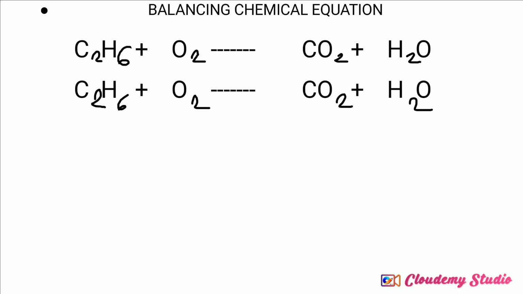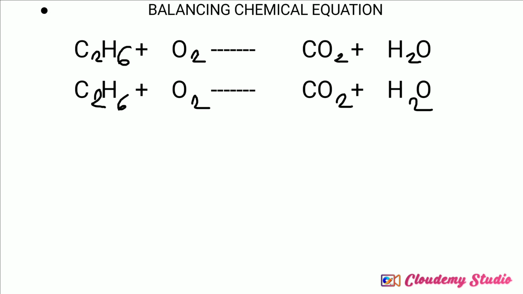Let's balance one more equation. This equation is for the reaction between ethane and oxygen to form carbon dioxide and water. This is a combustion reaction. This combustion is complete combustion, therefore the products are carbon dioxide and water. Now let's balance this equation.